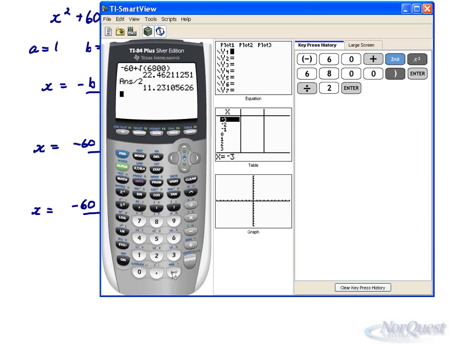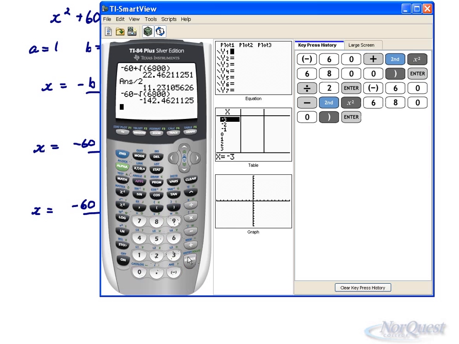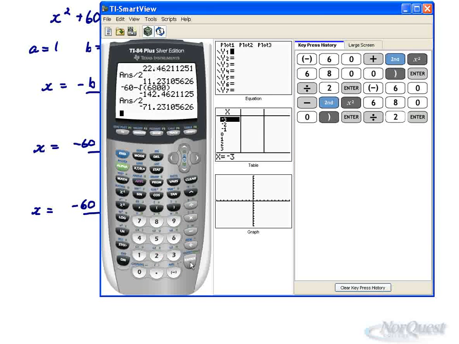We'll get negative 60 plus, or this time it's now going to be minus square root 6,800. Again, I close the bracket and hit enter. And now I divide that by 2. And this answer is negative 71.